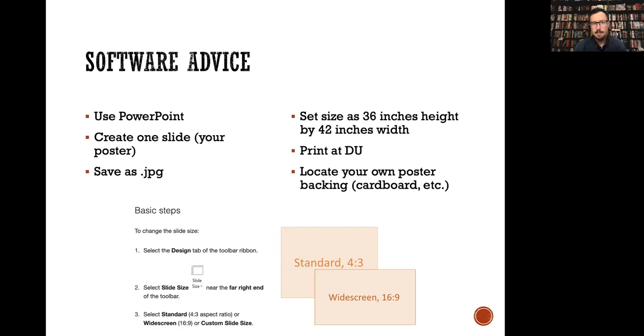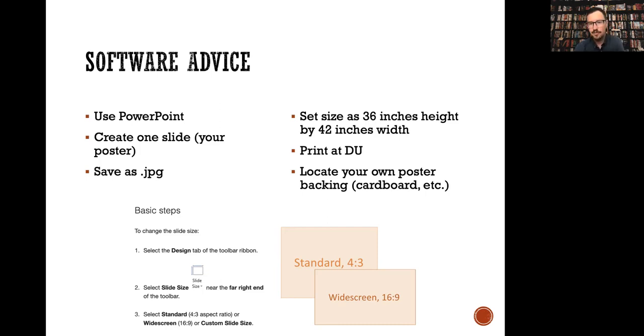So what you're going to do in PowerPoint, you're going to create one slide, which will be your poster. And then you're going to set the size of that slide to 36 inches in height and 42 inches in width. And this is a relatively easy process. In PowerPoint, you're going to select the Design tab on the toolbar ribbon. Then you're going to select Slide Size near the far right. And then you're going to go down and push Customize Size. And then you want to change that manually to 36 inches in height and 42 inches in width.